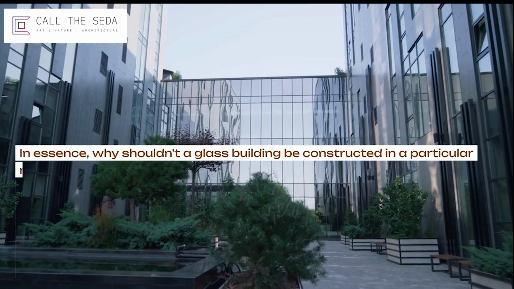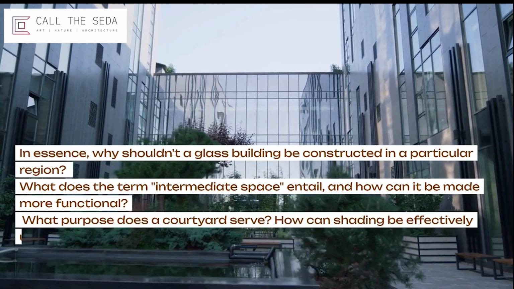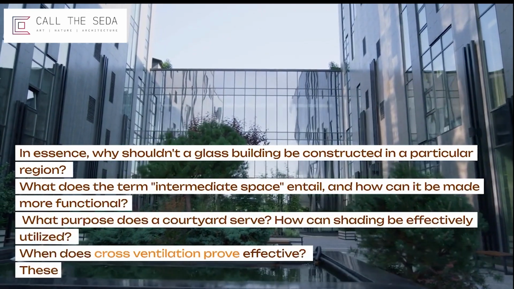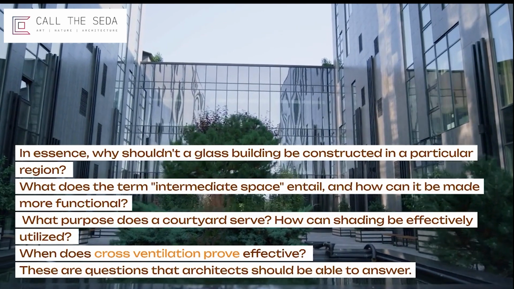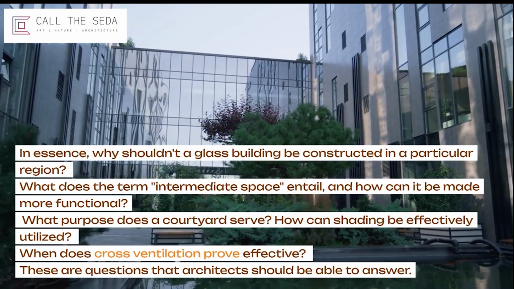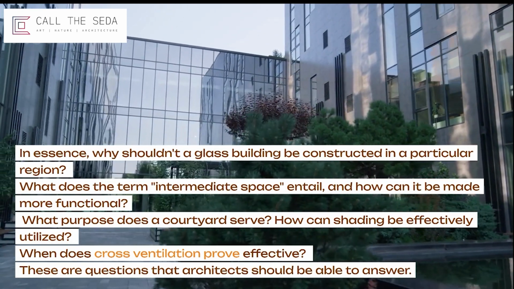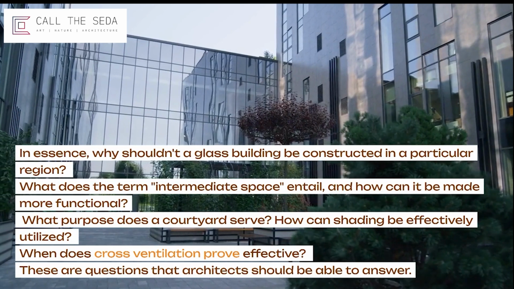In essence, why shouldn't a glass building be constructed in a particular region? What does the term intermediate space entail, and how can it be made more functional? What purpose does a courtyard serve? How can shading be effectively utilized? When does cross-ventilation prove effective? These are questions that architects should be able to answer.